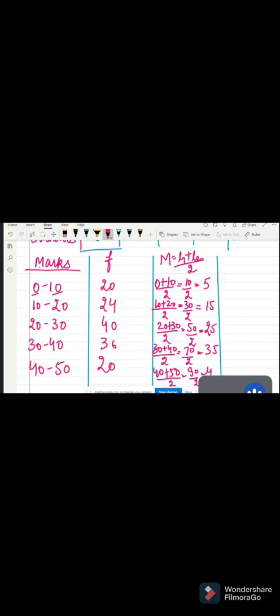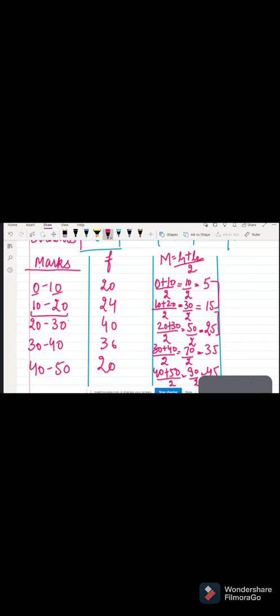सिंपली बेटा जितना डिफरेंस इनके बीच में होगा उतना ही डिफरेंस इनके बीच में भी होगा. Here you see the difference between 10 to 20 is 10, right? And here you can check 5 to 15. There is a difference of 10 numbers, right?